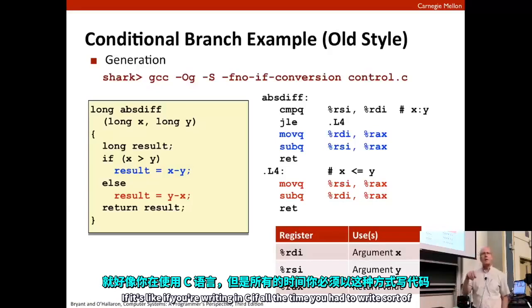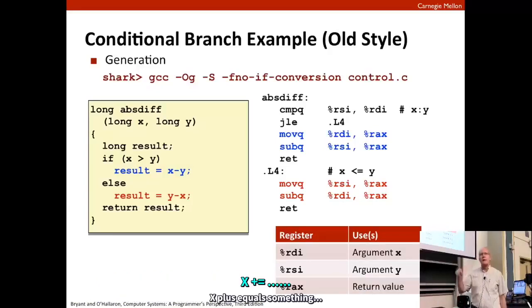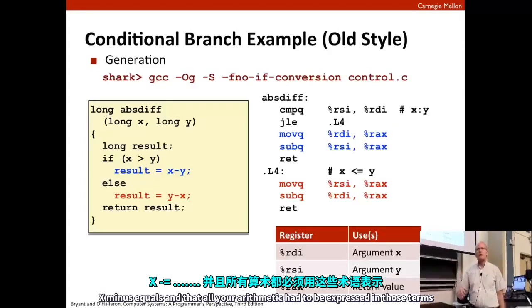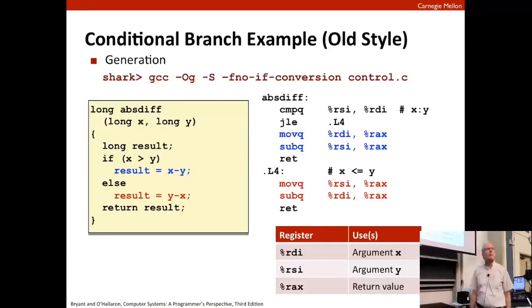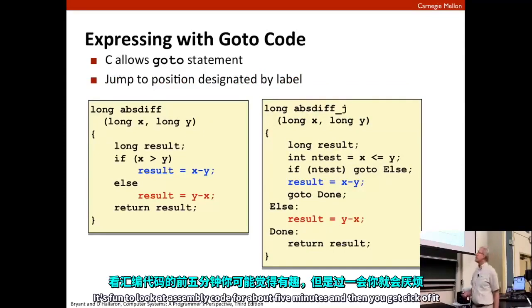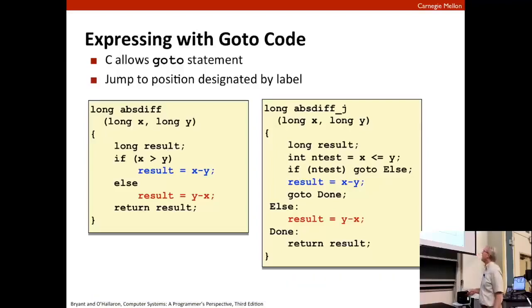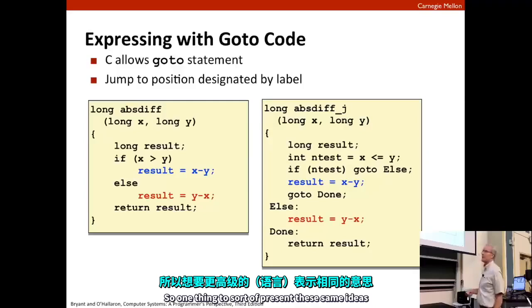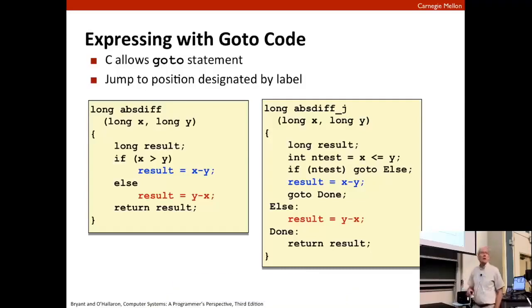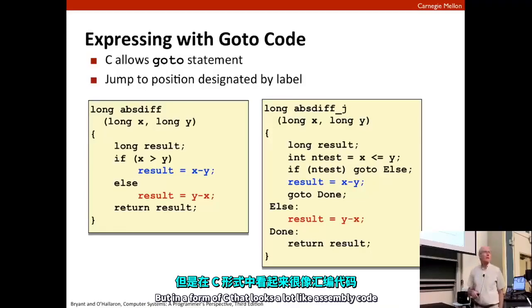It's like if you were writing in C, if all the time you had to write x plus equals something, x minus equals, and all your arithmetic had to be expressed in those terms. Okay. So it's fun to look at assembly code for about 5 minutes, and then you get sick of it. So one way to present these same ideas in a little more abstract form is to write it in C, but in a form of C that looks a lot like assembly code.